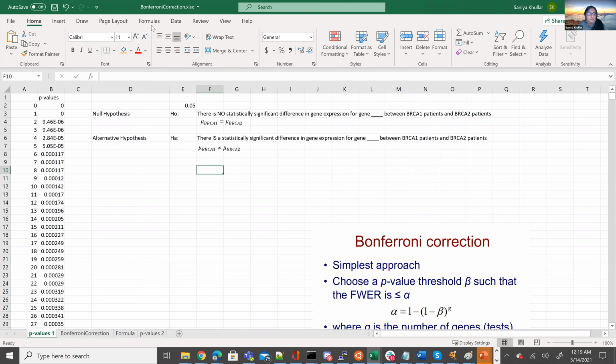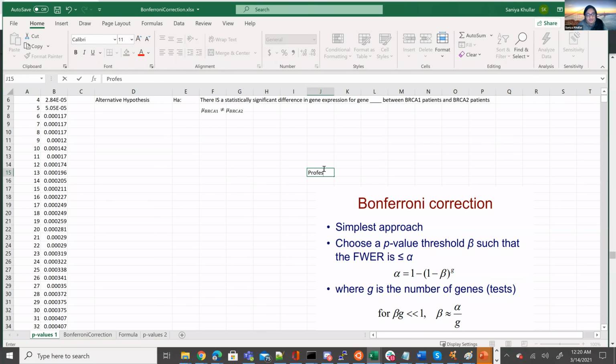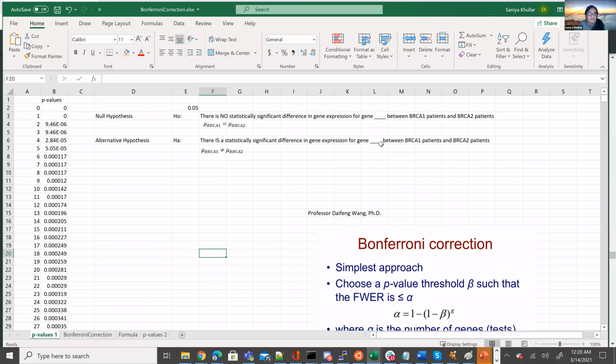So we have performed this testing, and credit goes to Professor Daifan Wang, for the slides, from University of Wisconsin-Madison. We're saying that there is a statistically significant difference in gene expression values for a given gene between BRCA1 and BRCA2 individuals. So these are our p-values, and I then sorted them.